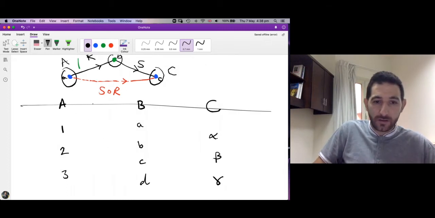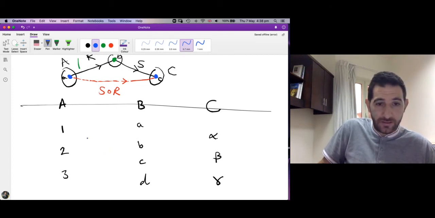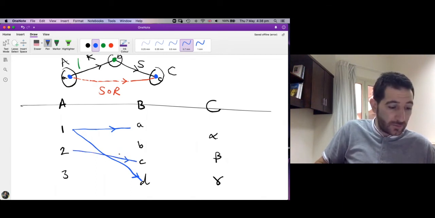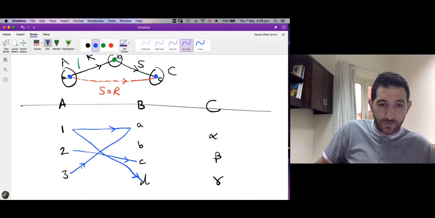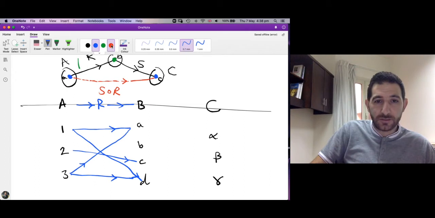And we have a relation R from A to B defined as follows. 1 is related to A and D. 1 is related to A, and it's related to D, and 2 is related to C, okay, and 3 is related to both A and D. It's related to A and related to D. So this is the relation R from A to B.